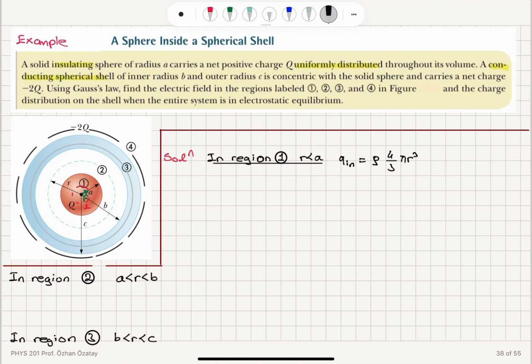And the charge density, because we have a uniform distribution of charge in this insulating sphere, is the total charge q divided by the volume of the sphere, which is 4/3 pi a cubed. So this multiplied with 4/3 pi r cubed will give us our charge enclosed by this sphere. So the 4/3 pi's will cancel, and we will find the charge enclosed, q in, is q times r cubed over a cubed.